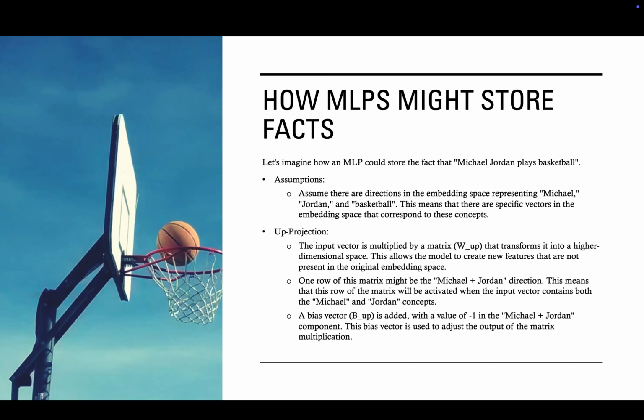Now, how do MLPs store facts? Let's imagine how an MLP could store the fact that Michael Jordan plays basketball. Assume there are directions in the embedding space representing Michael, Jordan, and basketball. This means there are specific vectors in the embedding space that correspond to these concepts. The input vector is multiplied by a matrix that transforms it into a higher dimensional space. This allows the model to create new features that are not present in the original embedding space.